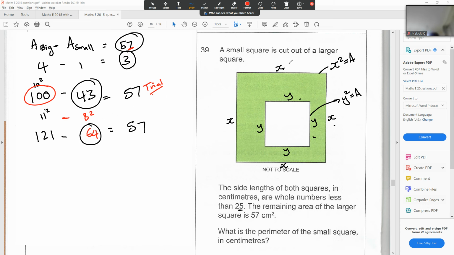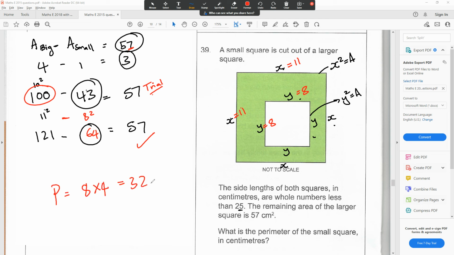So what does this mean? It means that the sides are 11, right? And the inside is 8. Because when you minus those two, you get 57. The question, however, says, what is the perimeter of the small square? So the perimeter of the small square is going to be 8 plus 8 plus 8 plus 8, 4 times. And that's 32. So 32 meters will be the perimeter of the small square.